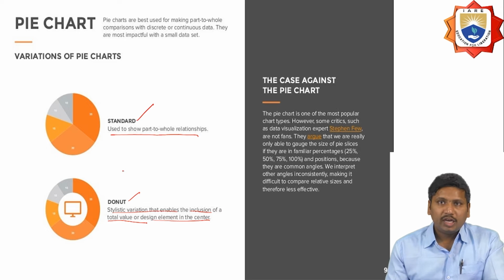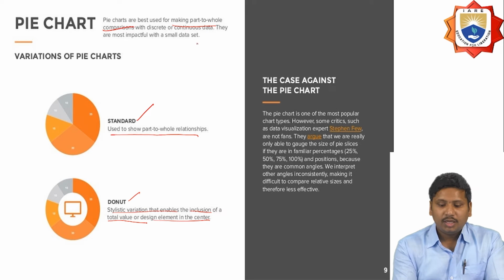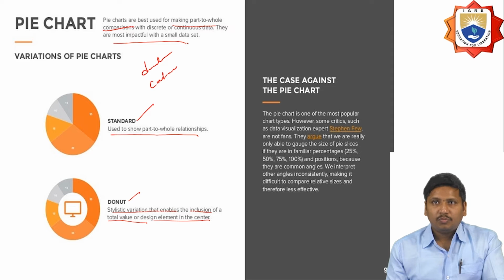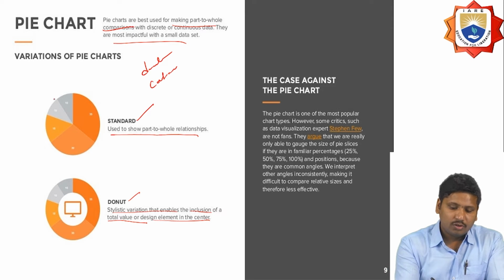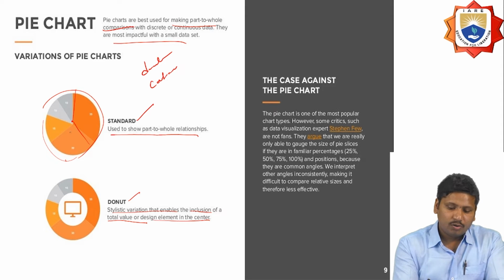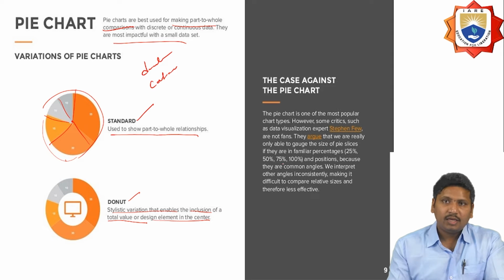So these are the two types of pie chart. The pie chart is mainly used for making part-to-whole comparisons. That may be discrete or continuous, and they are more impactful with small data sets. So how does this pie chart look? We draw a circle, and then based on the protractor we make the angles, and then mention the percentages.